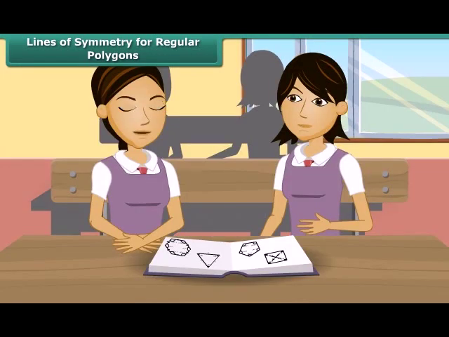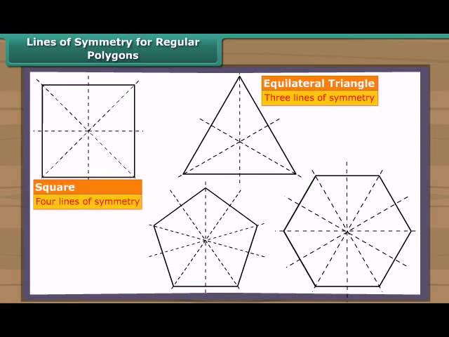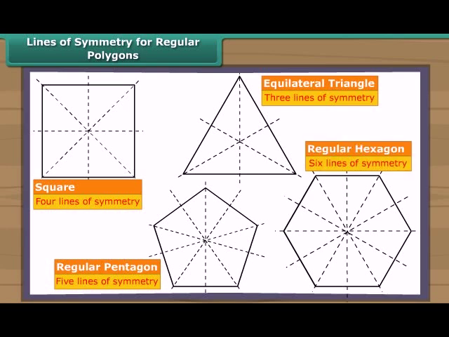Are the regular polygons symmetrical? Yes, the regular polygons are symmetrical figures and have many lines of symmetry. Look at these figures. An equilateral triangle has 3 lines of symmetry. A square has 4 lines of symmetry. A regular pentagon has 5 lines of symmetry. And a regular hexagon has 6 lines of symmetry.